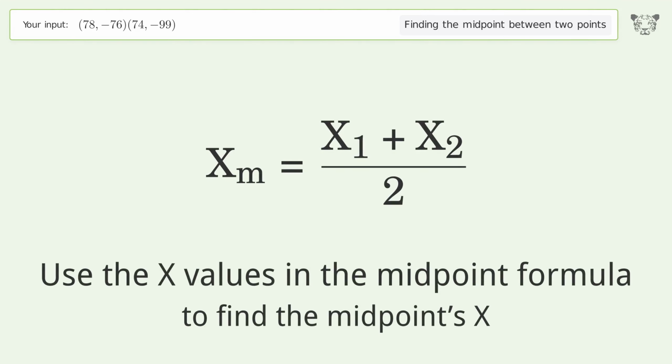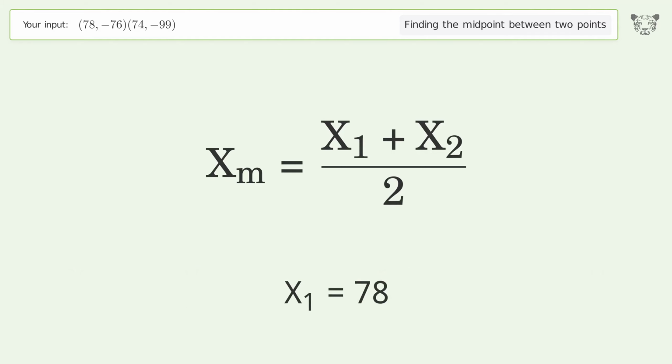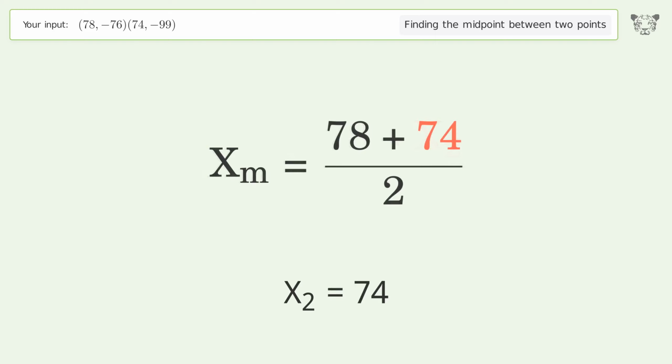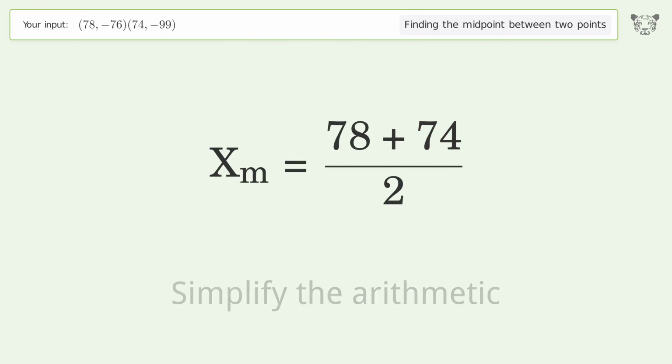Use the x values in the midpoint formula to find the midpoint's x. x1 equals 78. x2 equals 74. Simplify the arithmetic.